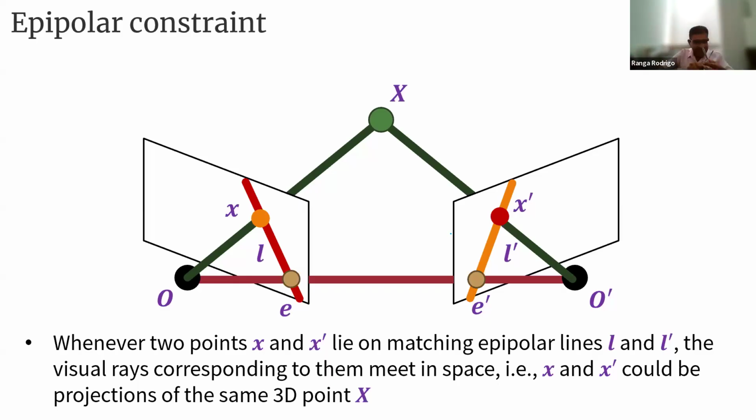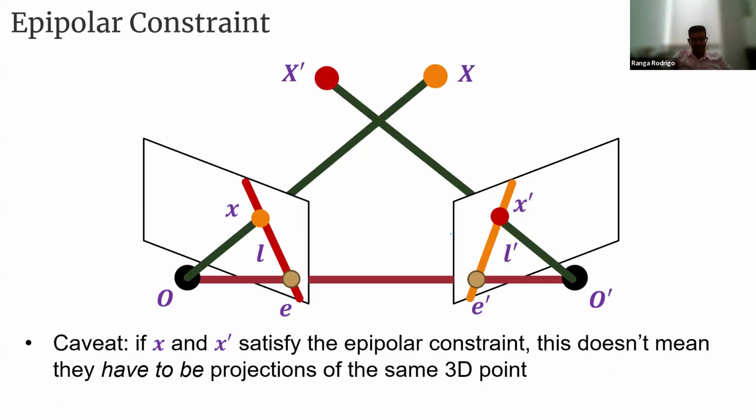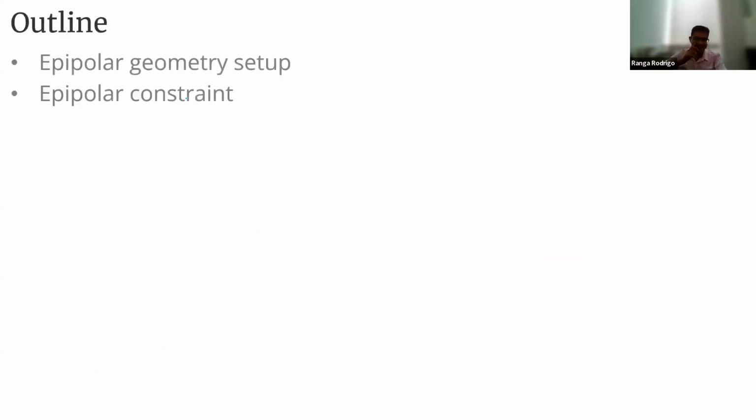So that constraint comes into the picture if these points are on the corresponding epipolar lines. Remember, in general, two rays do not meet in space. So a caveat: if x and x prime satisfy the epipolar constraint, it does not mean that they have to be projections of the same 3D point, because capital X and capital X prime can be along the rays far away also. Okay, that's fine. Now let's look at how to obtain the essential matrix, that means mathematically capture this relationship that we physically saw.